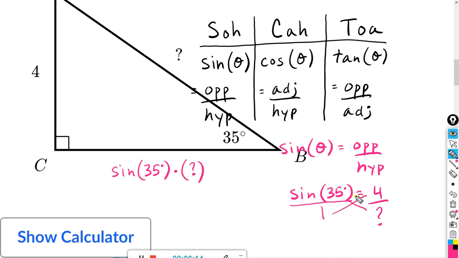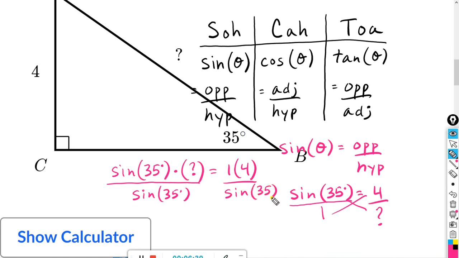And then we have 1 times 4. Okay, and solving for the question mark, we just divide both sides by the sine of 35. This whole thing is one number right here. So just divide both sides by sine of 35. On the left-hand side, the sine of 35 over itself cancels. We're left with the question mark.